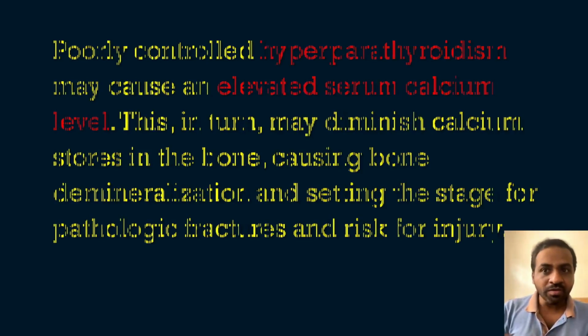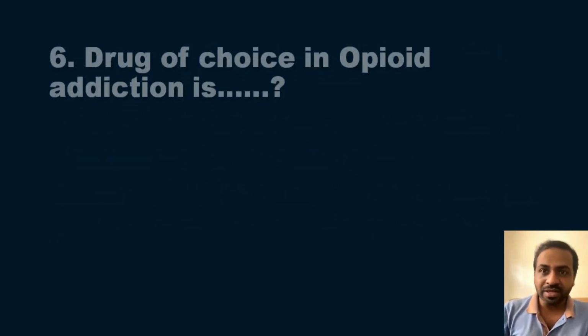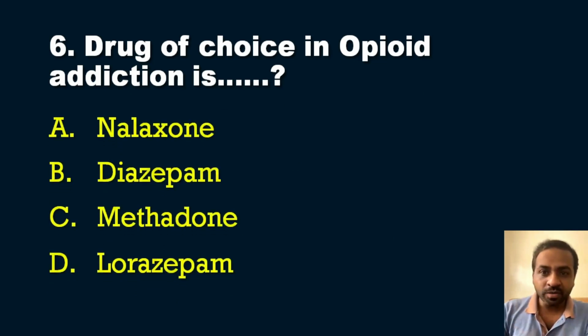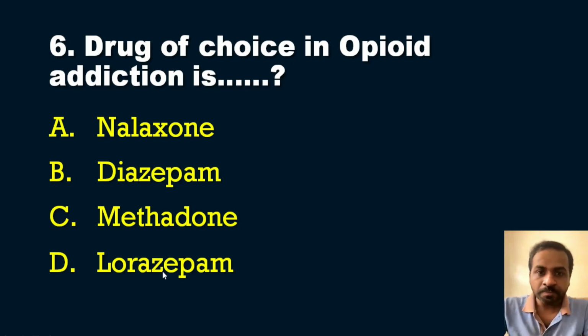Okay, so now we will move on to the next question in our series, that is the 6th question, from addiction medicine, psychiatry. The question is, drug of choice in opioid addiction is. So which is the drug of choice in opioid addiction? The question is very direct, so don't be confused with the options. The first option is naloxone, the second option is diazepam, the third option is methadone, and the final option is lorazepam. So which is the drug of choice in opioid addiction?